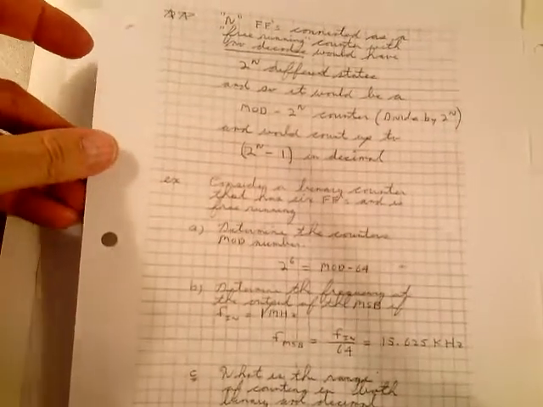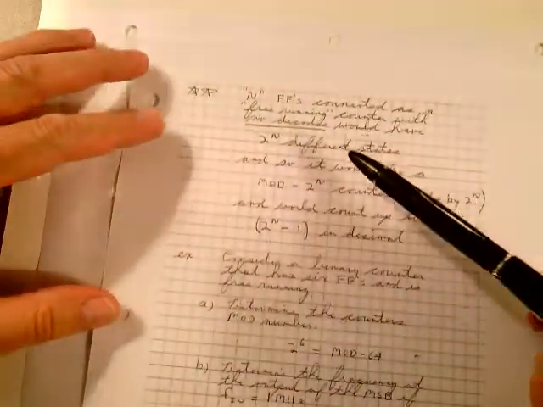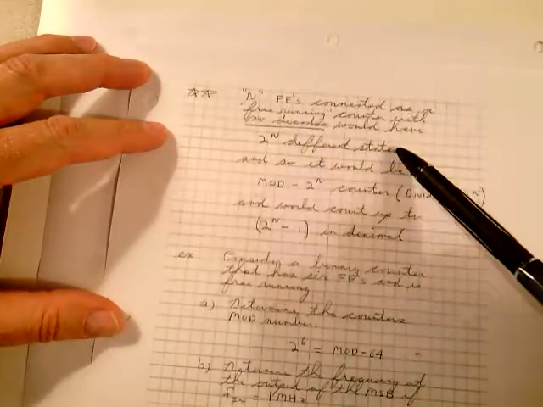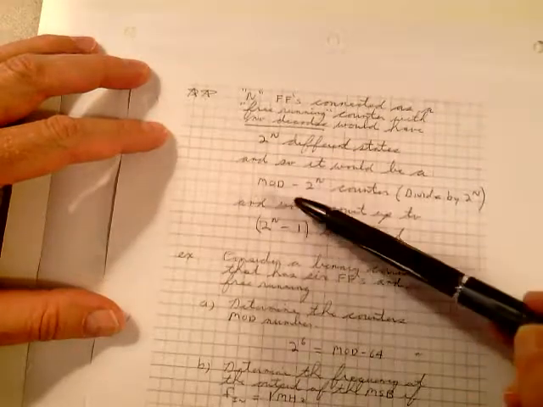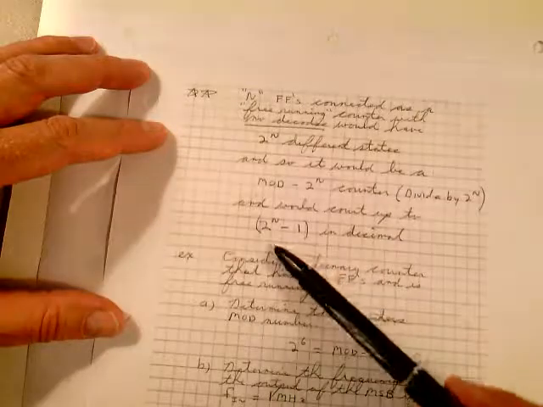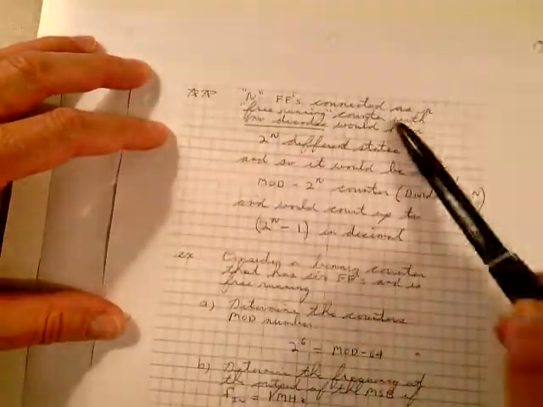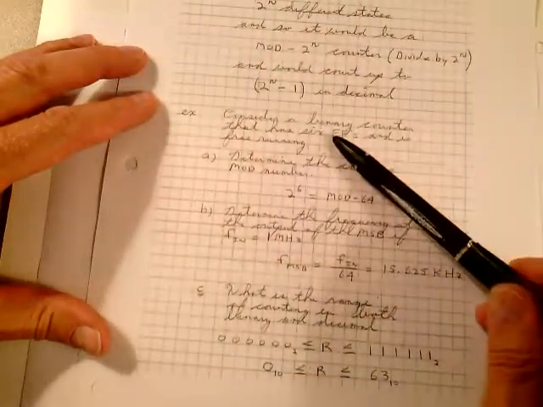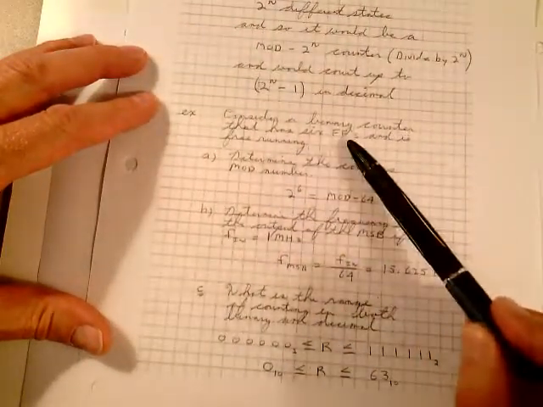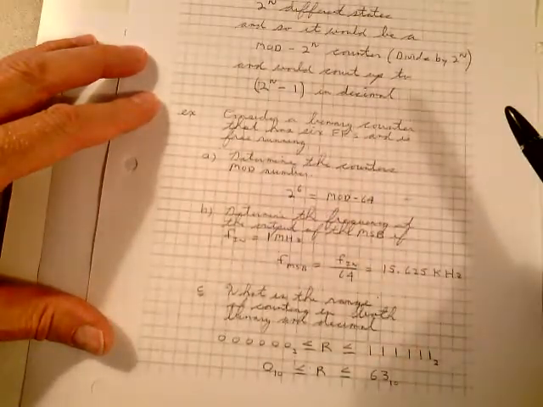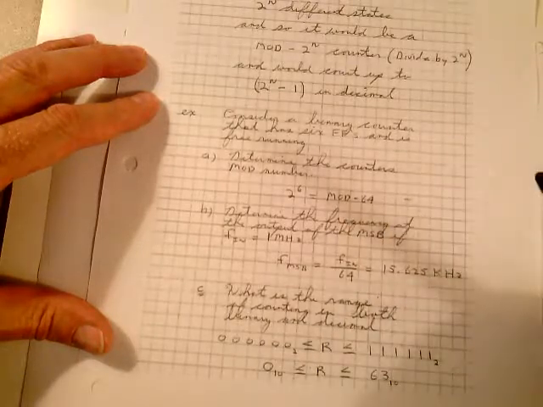And on page 180, it says N flip-flops connected as a free-running counter with no decode would have 2 to the n different states, so it would be a mod 2 to the n counter, or a divide by 2 to the n counter, and it would count up to 2 to the n minus 1 in decimal. I think you already know that. We talked about it. Here's an example. Consider a binary counter that has 6 flip-flops and is free-running. Determine the counter's mod number. It would be a mod 64 counter.